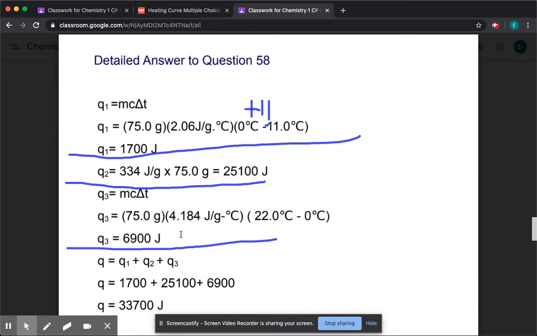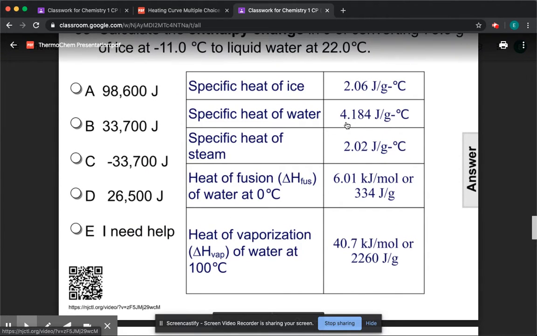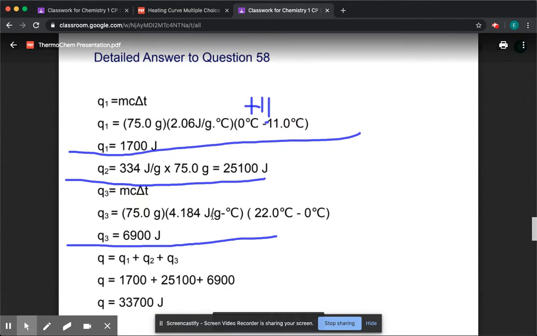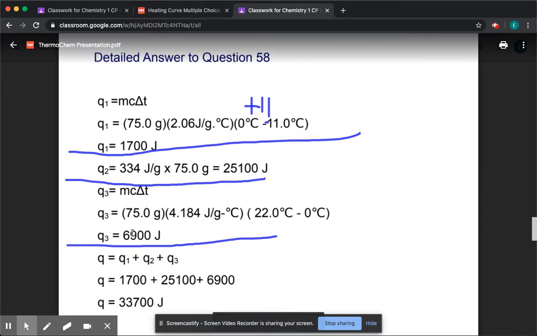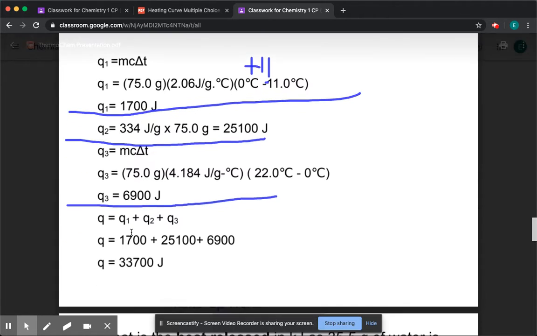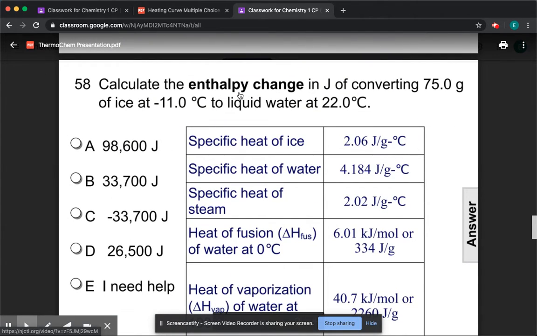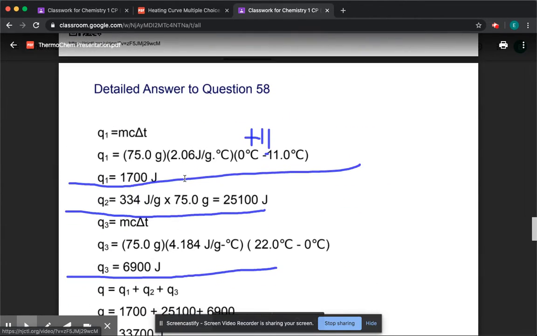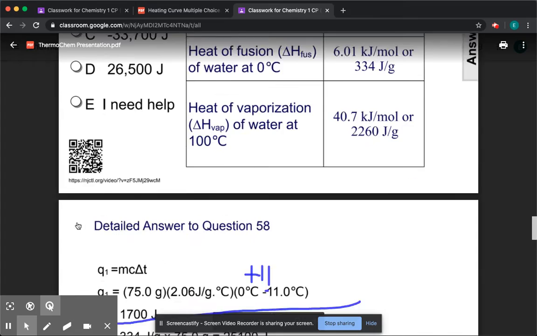Third step, now we need to heat up the liquid water. Again, we have 75 grams. Now we have to use the heat capacity of water, which is 4.184. And what's the change in temperature? We're going from 0 to 22. 22 minus 0 is 22. Plug your numbers in, you get 6,900. And then the total change in enthalpy is just the sum of all 3. Add them up, you get your value.